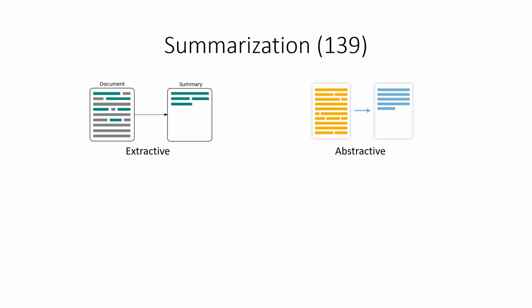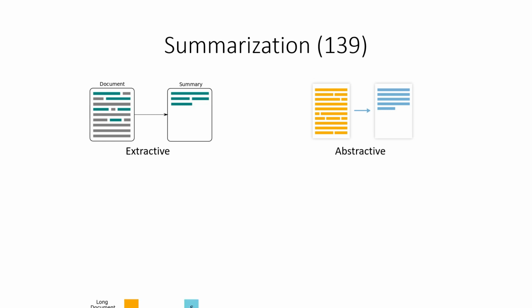Summarization is creating a summary out of a document, and there are two ways of doing this: extractive and abstractive summarization. Extractive summarization is when you create a summary by taking pieces or excerpts out of the original document to create the summary. On the other hand, abstractive summarization creates a summary by rewriting the original document entirely, and this generally produces more fluent text than extractive summarization.